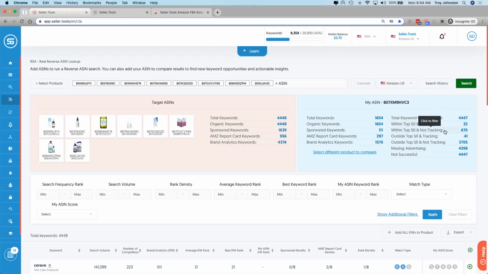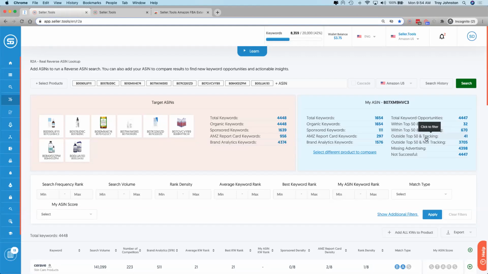Those that were within top 50 and not tracking, it's a healthy number here. This is saying we're winning, but they're not on our radar. We're not actively tracking them. As you can guess intuitively, we need to get those keywords on our radar. We need to start tracking that performance. Outside top 50 and tracking, so underperformance, but they're on our radar.